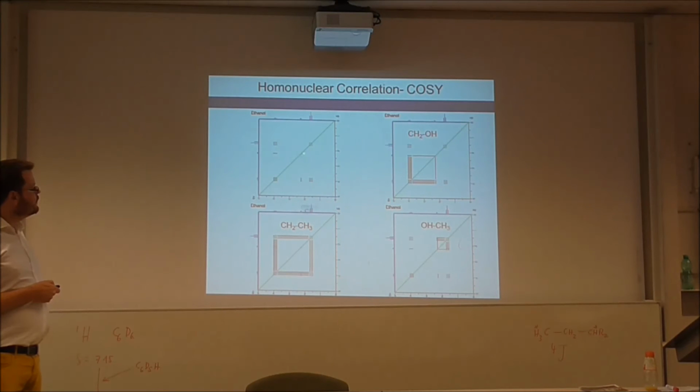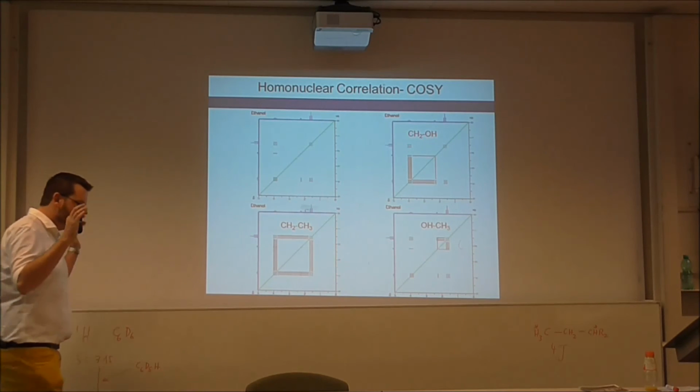We go down, we go across. Oh, there's a cross peak, we go up. So this is coupling to the quartet. Is that what we expect? Yes, because this is the alcohol group.